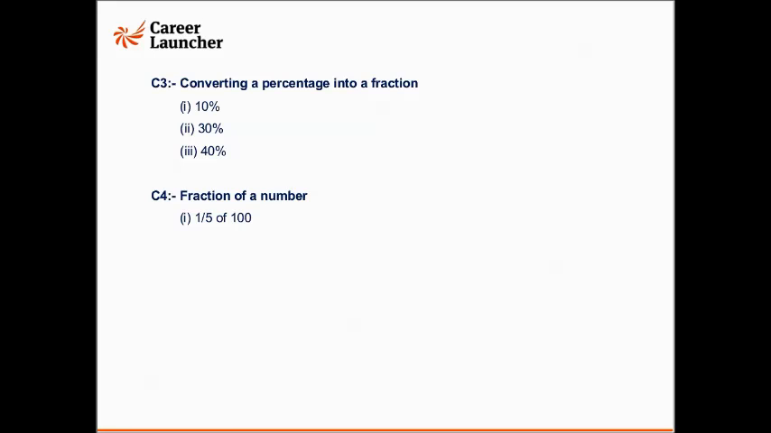Now if you have to calculate the fraction of a number, that is 1 by 5 of 100, that will be 20%, because 1 by 5 of 100 is 20, correct? 1/3 of 330. Okay, so 1/3 of 330 is 110.